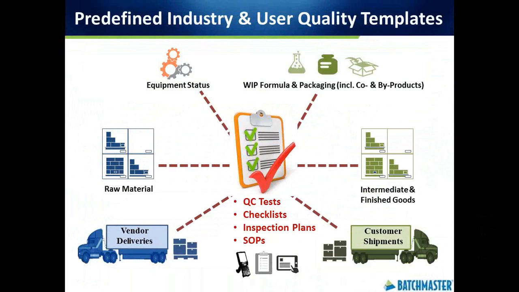Now, to ensure that you're producing high quality products, especially when you're trying to scale up production, we have a number of quality templates that you could use. And a lot of them are predefined based on the food industry. So we look at both inbound and outbound. We look at inventory in stock, and we look at WIP. And we have QC tests, checklists, inspection plans, and material or special instruction SOPs that all can be executed in each one of those areas.